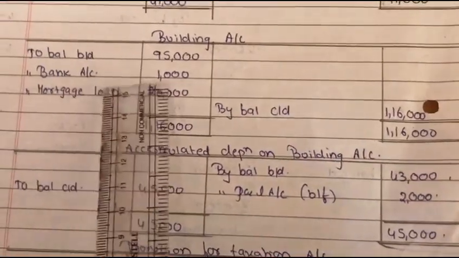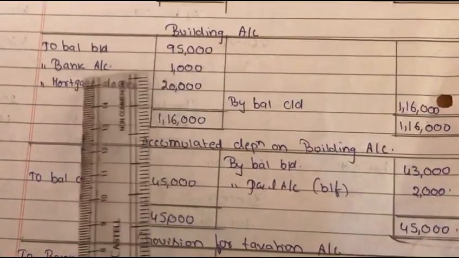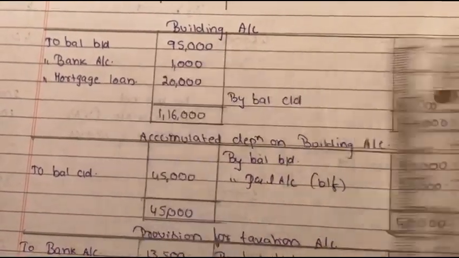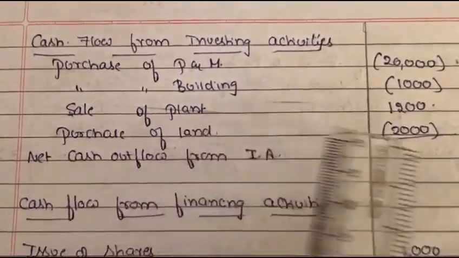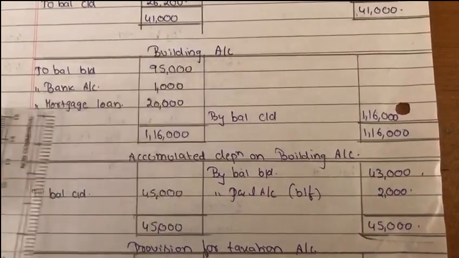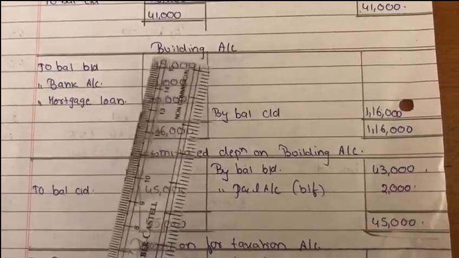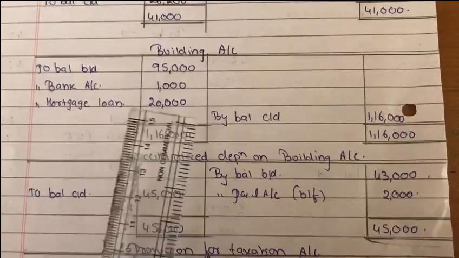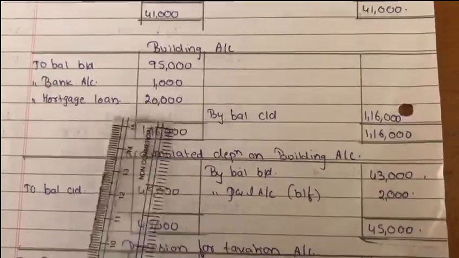So the purchase of building by payment of cash is rupees 1,000. This amount will be shown under investing activity as purchase of land, 20,000. Now come to mortgage loan account, that is purchase of building by raising of a mortgage loan. It is rupees 20,000. So this amount does not have to be shown anywhere.